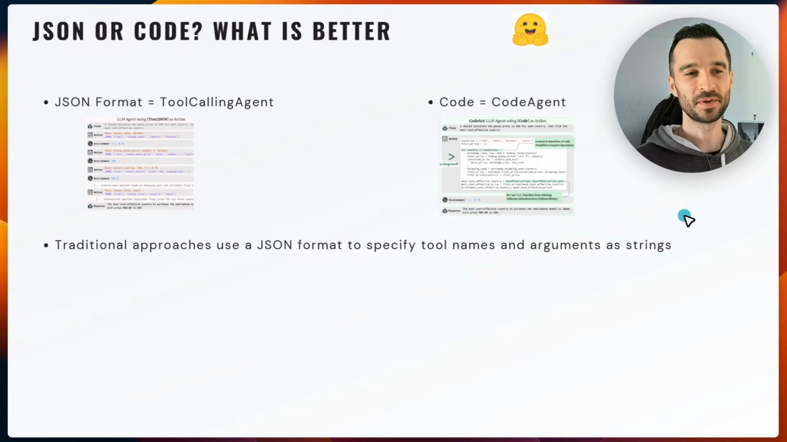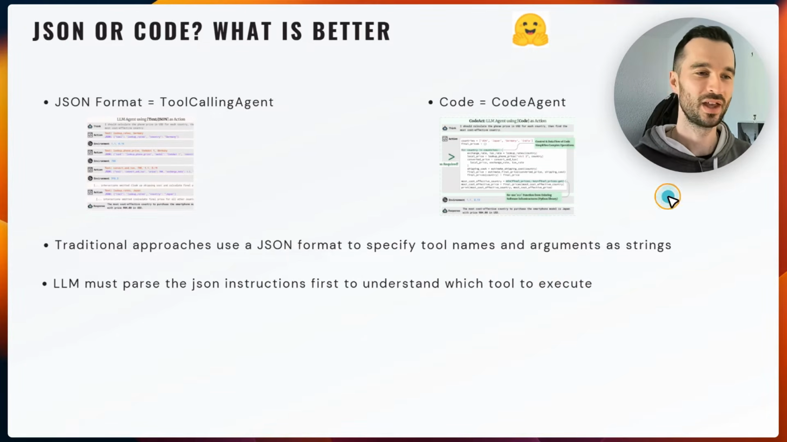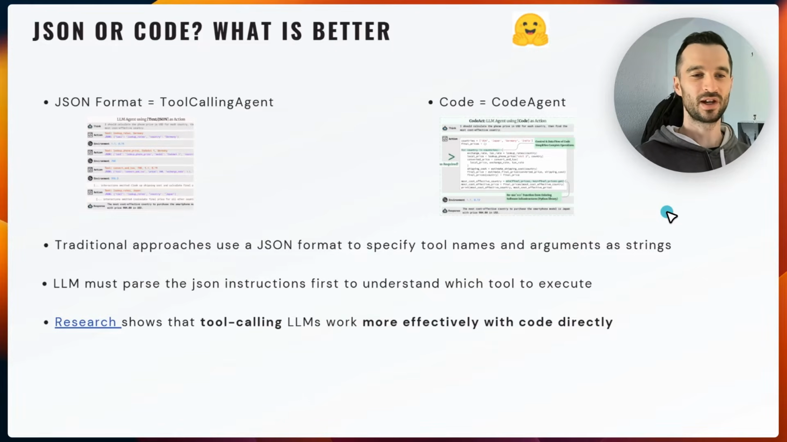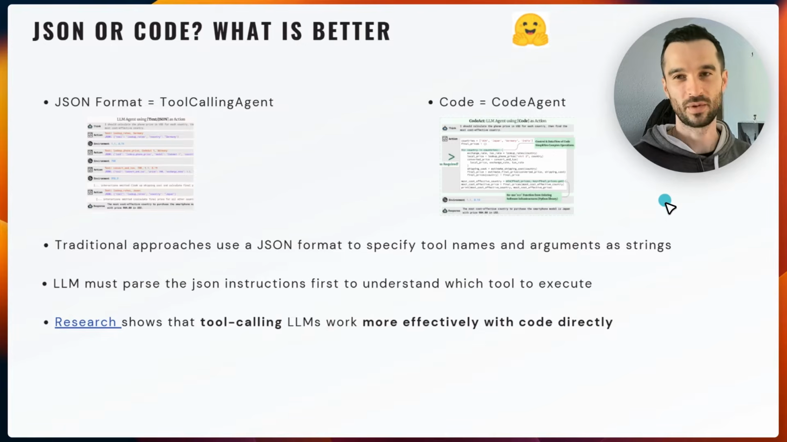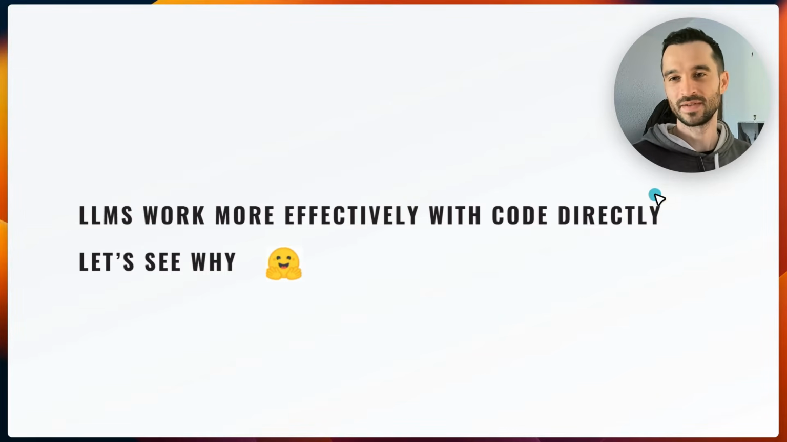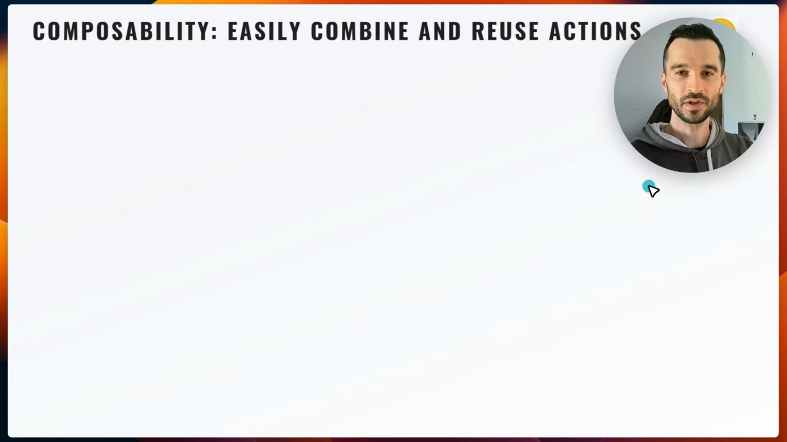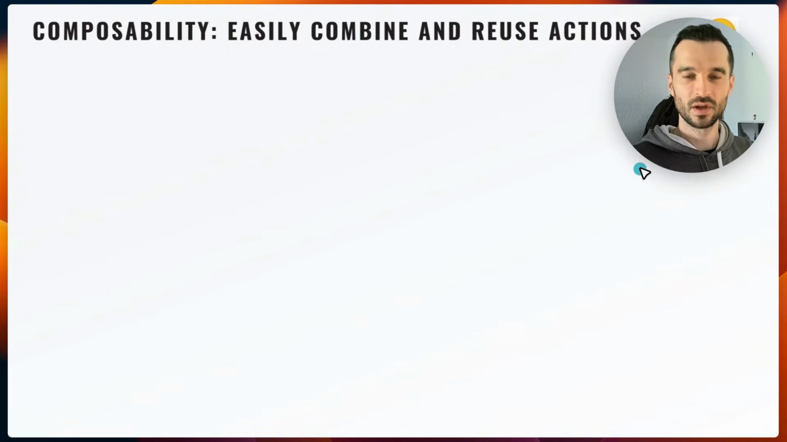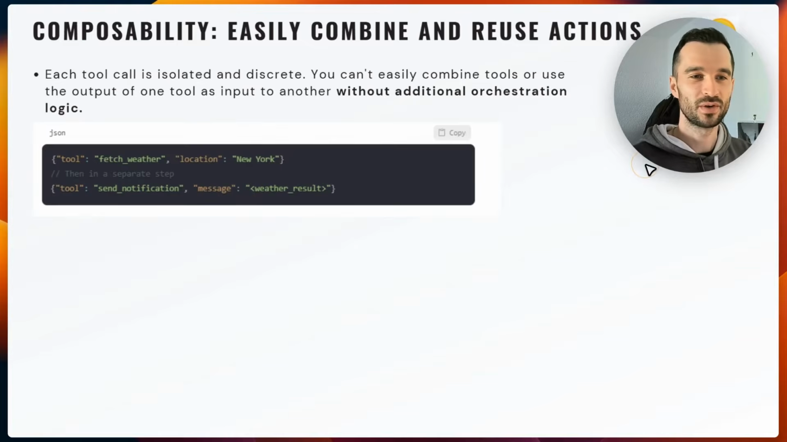Traditional approaches use a JSON format to specify tool names and arguments as strings. And the LLM must parse the JSON instructions first to understand which tool to execute. But research shows that tool calling LLMs work more effectively with a code-direct approach. Now let's investigate why this is. So the first major advantage of code-based actions is composability. When LLMs generate JSON, each tool call is isolated and discrete. You cannot easily combine tools or use the output of one tool as an input to another without additional orchestration logic. So let me show you what I mean with this.